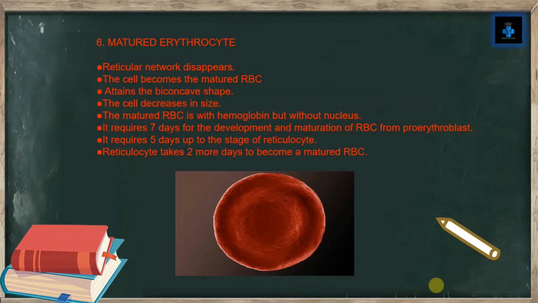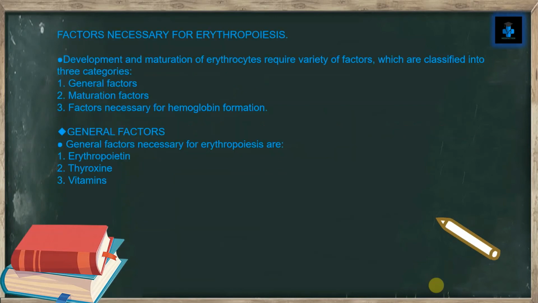So, coming back, it requires 7 days for the development and maturation of RBC from proerythroblast. It requires 5 days up to the stage of reticulocyte, and reticulocyte takes 2 more days to become a matured RBC. So now let's move on to the factors necessary for erythropoiesis.